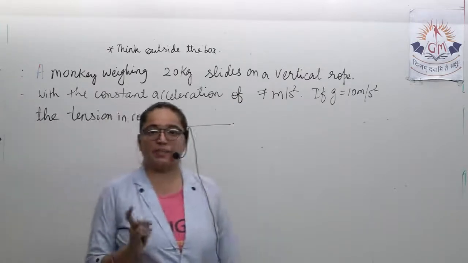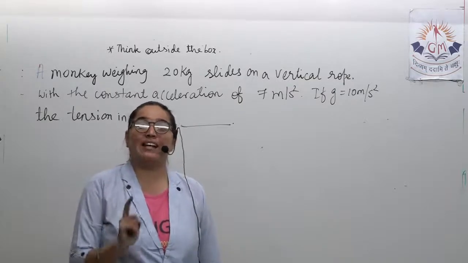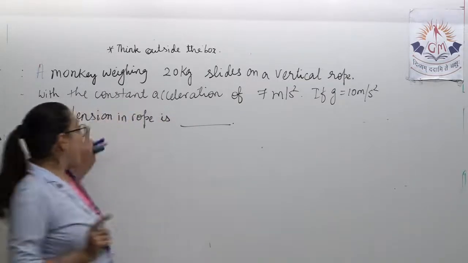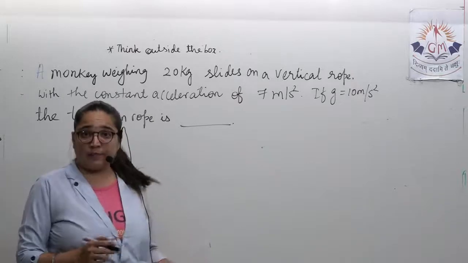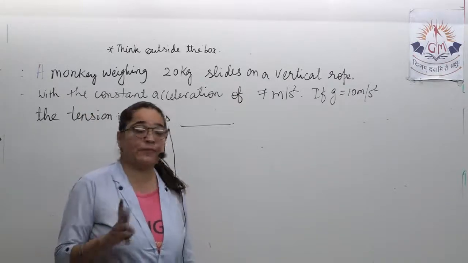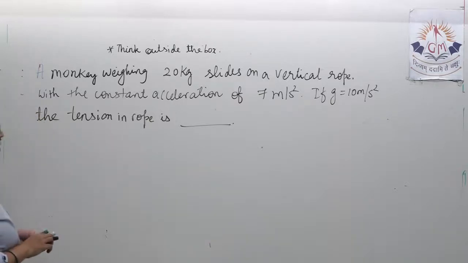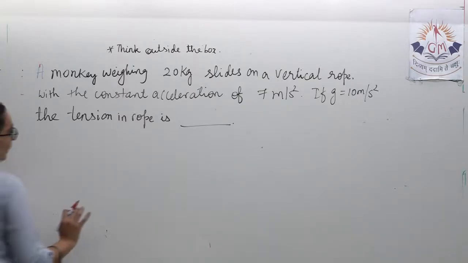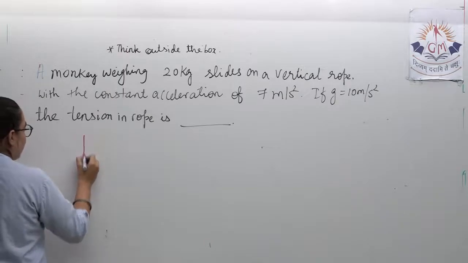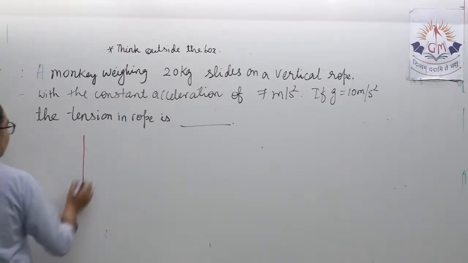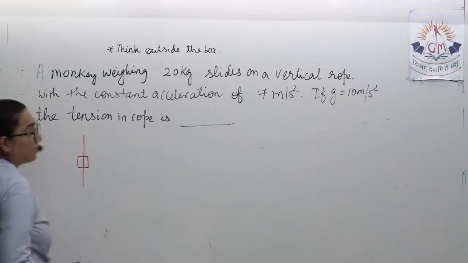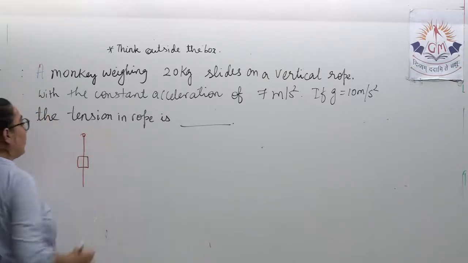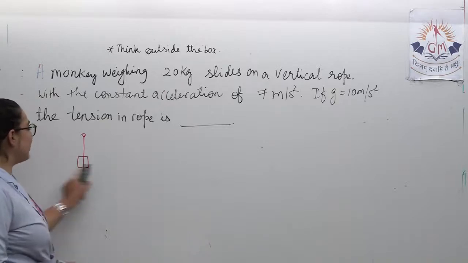This particular question is based on the fact of balanced force and unbalanced force. What is the fact? The question is based on Newton's second law of motion concept. Now I'll try to explain you. Here is the rope, and on this rope the monkey is hanging somewhere over here.